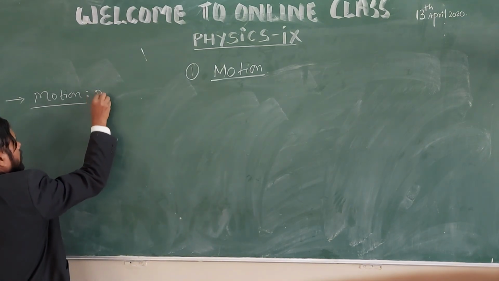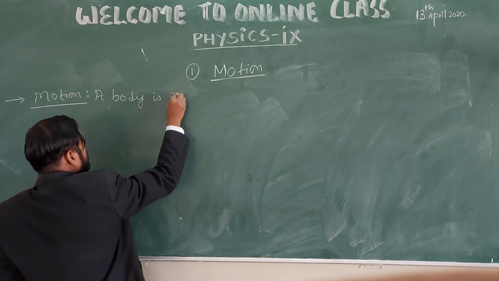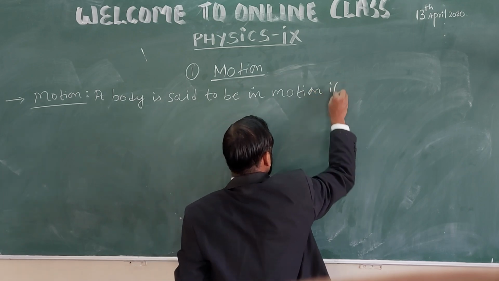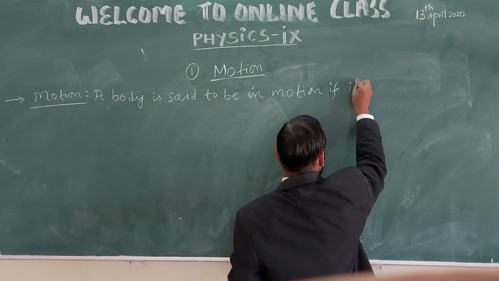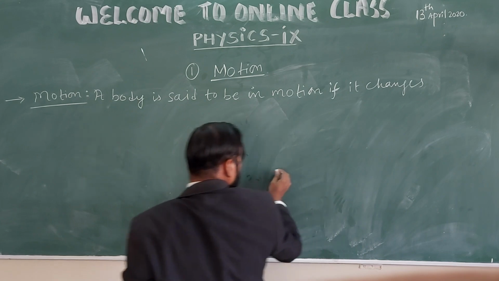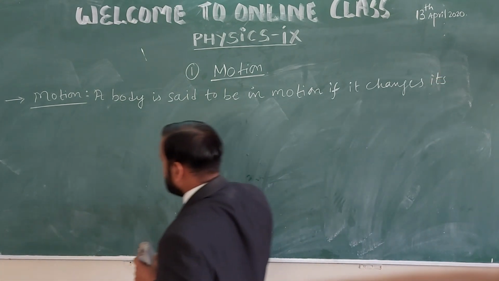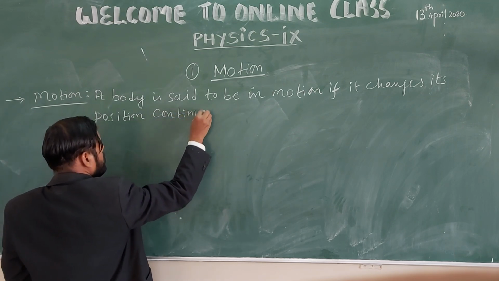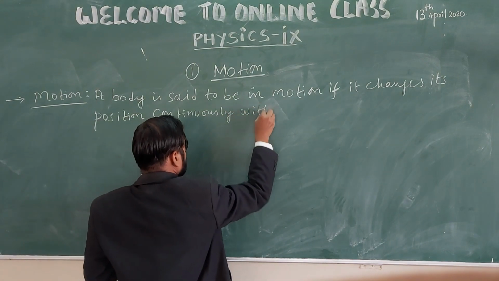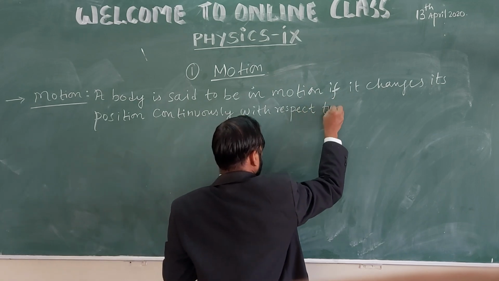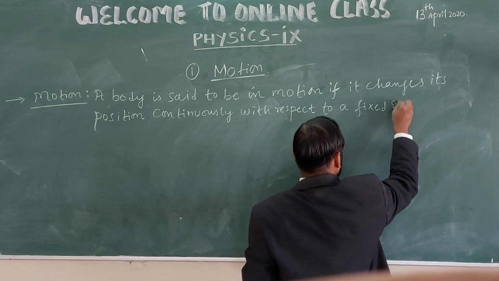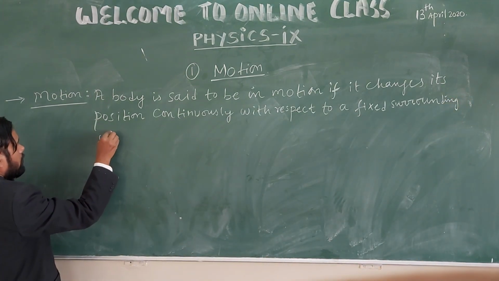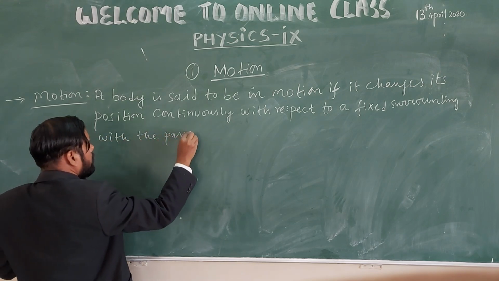So write the definition. A body is said to be in motion if it changes its position continuously with respect to a fixed surrounding with the passage of time.